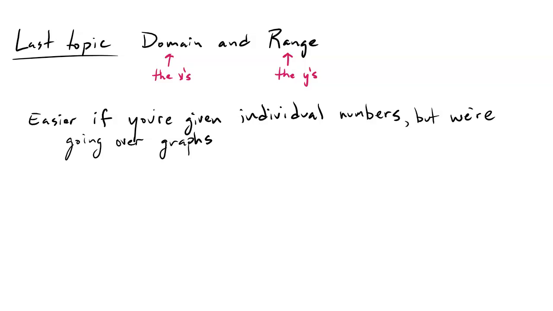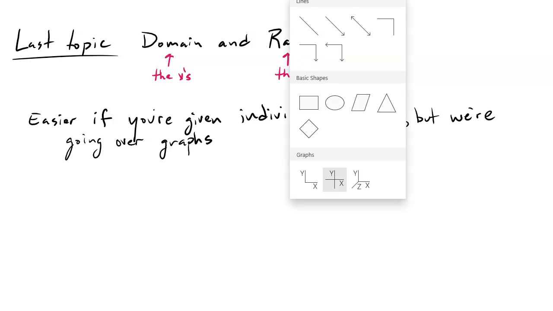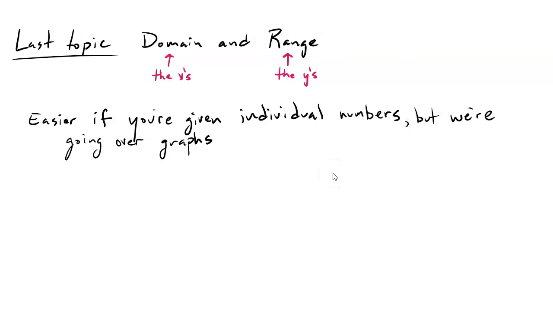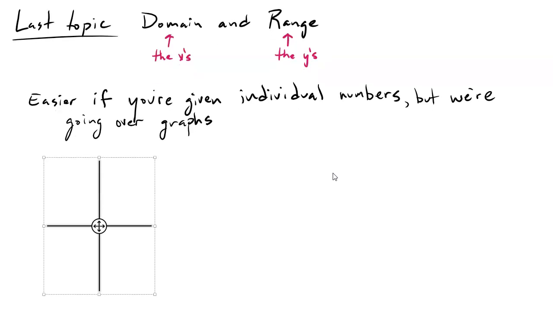So we're going to talk about how to do domain and range from a picture. We did domain and range earlier in the year with individual numbers, but let's talk about how to do it with a graph. Let's make this one y equals x squared minus 3.